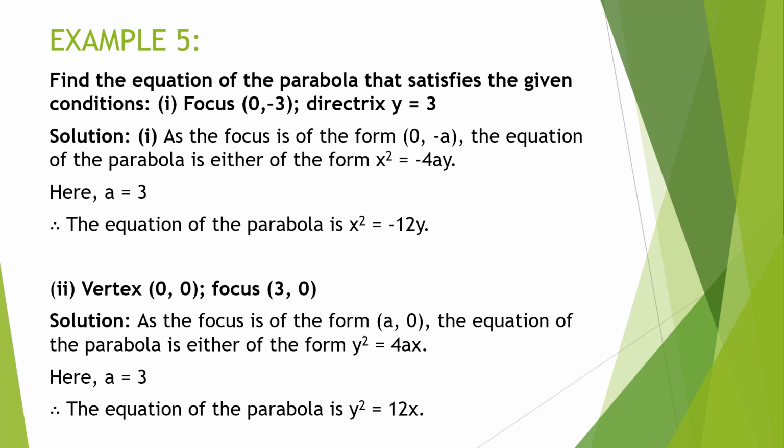In the second case, the vertex is given and the focus is given. Vertex is at 0, 0 and the focus is 3, 0. Now the focus is of the form a, 0, so the equation is of the form y square is equal to 4ax. a is 3, so the equation of the parabola is y square is equal to 12x. Please remember the chart. The sums will follow.